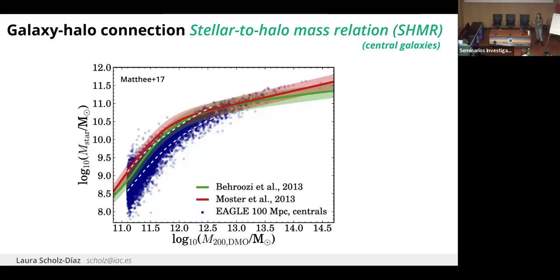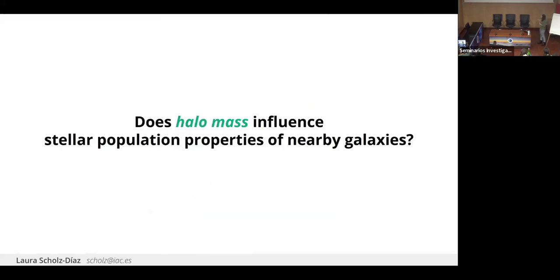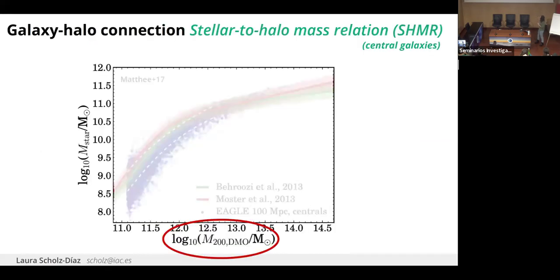So in our work, what we ask ourselves is if halo mass can influence present day galaxy properties. So it can affect, in particular, stellar population properties of galaxies. So to answer this question, we turned to the Sloan Digital Sky Survey. So we selected central galaxies. So central galaxies, because sorry, I had it in the slide, but I didn't mention all this.